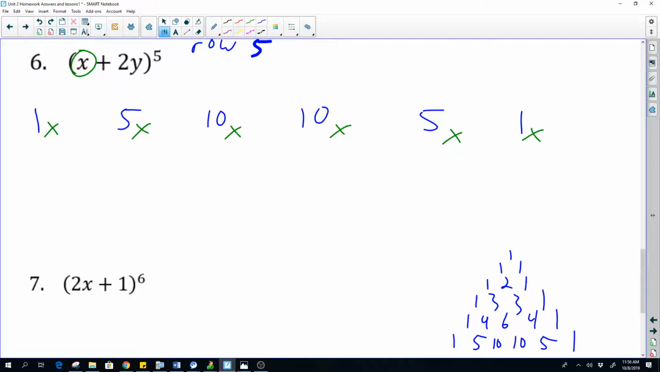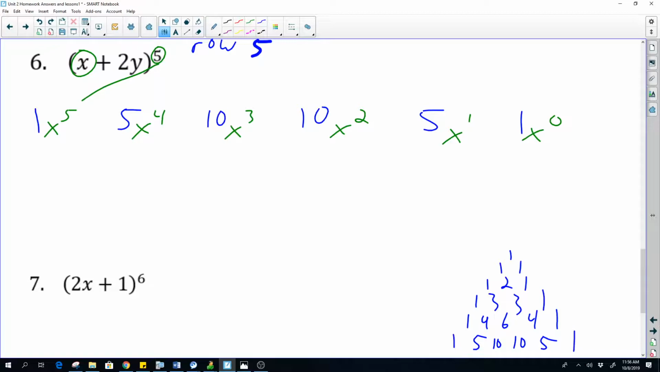Pause me. Try it. Okay, so after you pause me, did you pause me? Okay, then we'll go through it with you. So we're doing row 5. Check your answer now and see if you did it right on your own. So we start with 5, then 4, 3, 2, 1, 0.